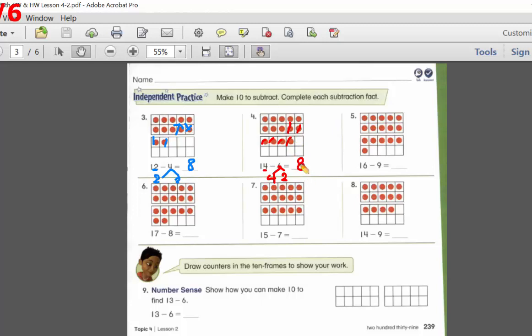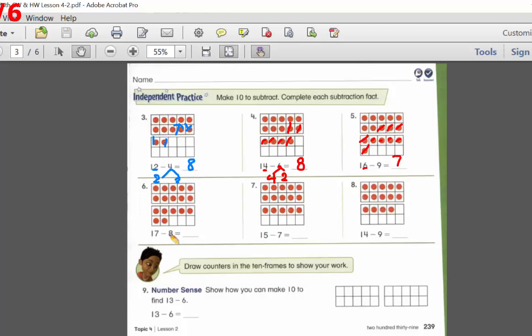The difference is 8. Again, 16 minus 9. We will break 9 into two parts. The first part must be the same as this number, 6. So cross 6. 1, 2, 3, 4, 5, 6. So now we have 10, but we didn't finish. We must cross out 9 in all. We crossed 6, so cross 3 more to cross 9 in all. How many left? 7. Yes, correct, 7.